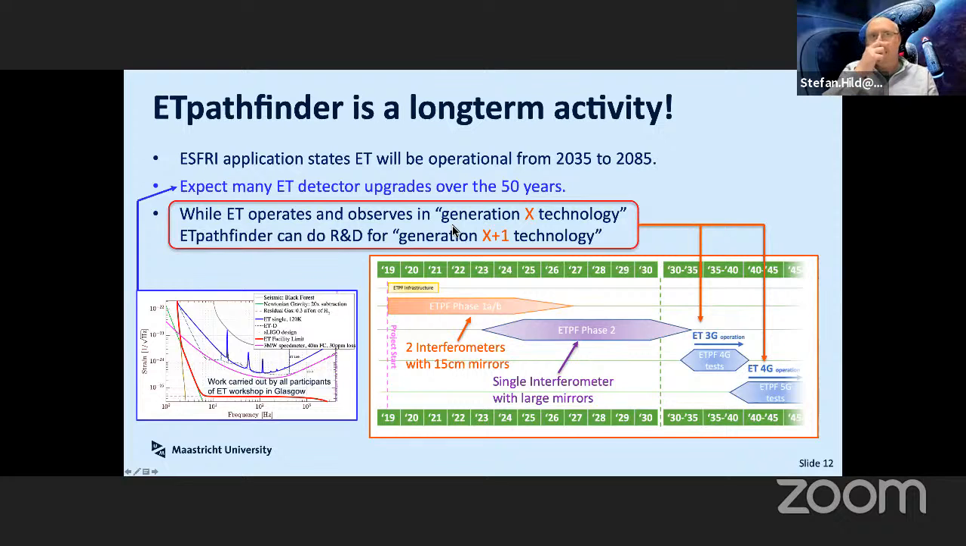For the ET Pathfinder timeline, the idea is that when you operate generation X, where X is larger than 3, in ET, then obviously you want to observe and not disturb ET.